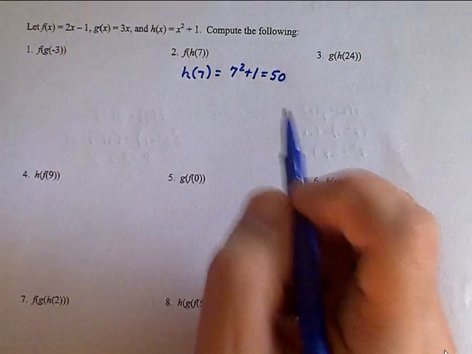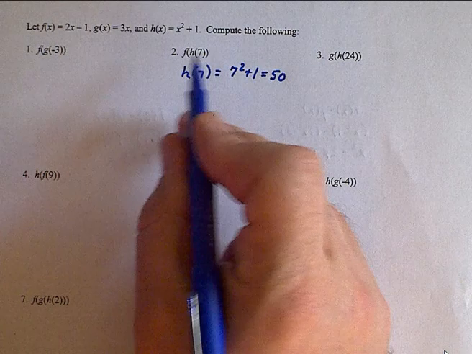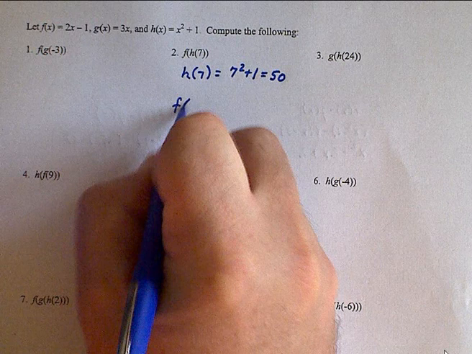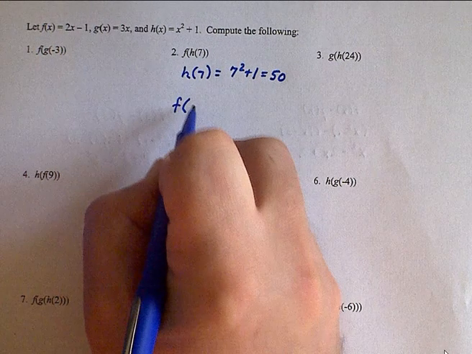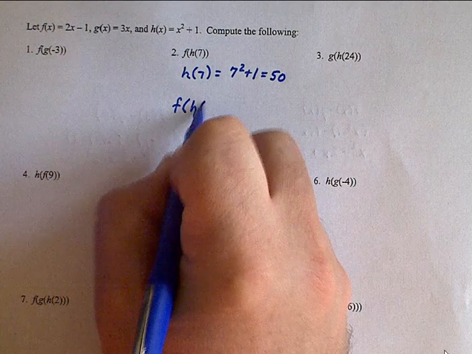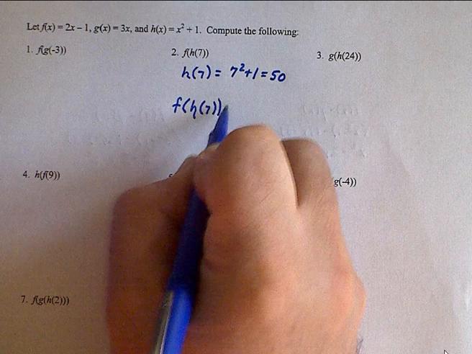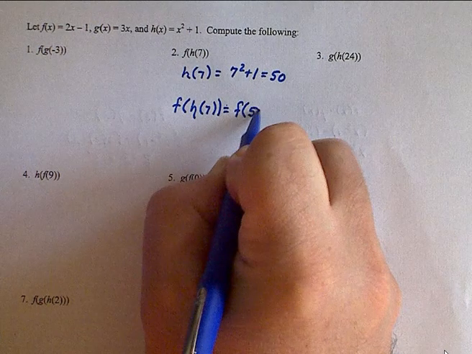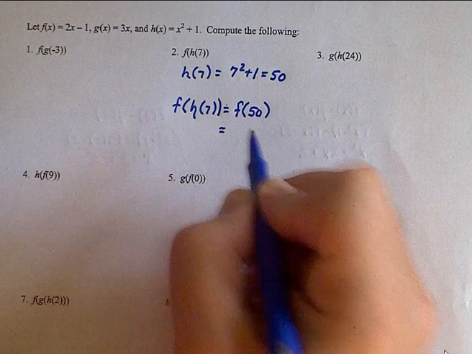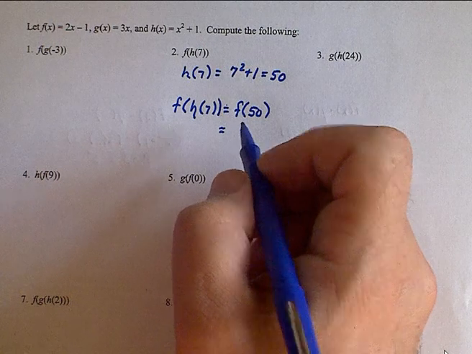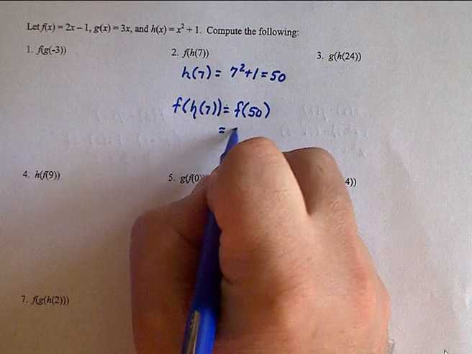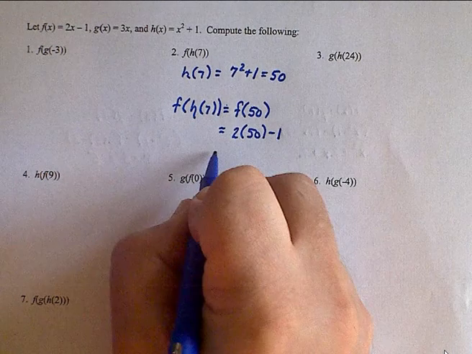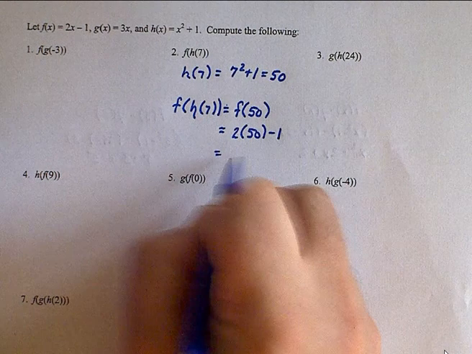Now, take that 50 and plug it into f. So f of 50, let's write it like this first. f of h of 7 now becomes f of 50. When you plug in the number 50, 2x minus 1 would be 2 times 50 minus 1. So 100, so you get 99.